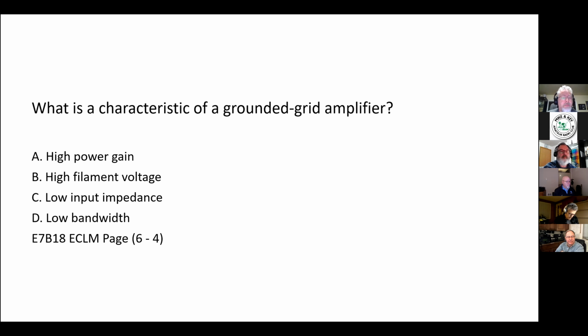What is a characteristic of a grounded grid amplifier? A, high power gain. B, high filament voltage. C, low input impedance. Or D, low bandwidth? Charlie. Charlie is correct. A low input impedance.